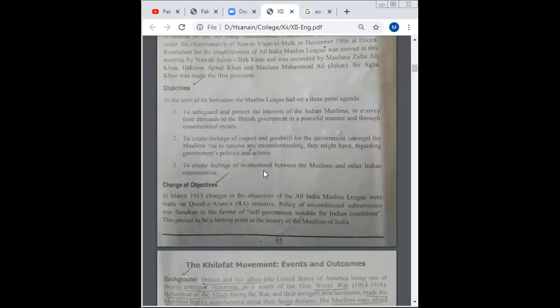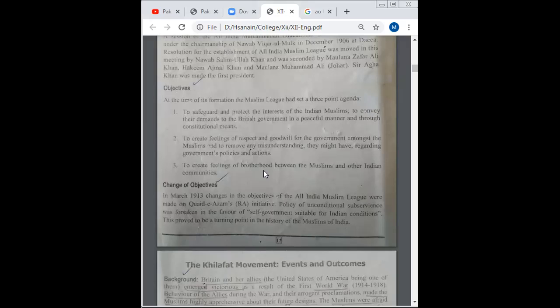And we divide the objectives of the Muslim League in two parts, pre-1913 and post-1913. And the first one is also known as the basic objectives of the Muslim League. The first objective was regarding the British government.